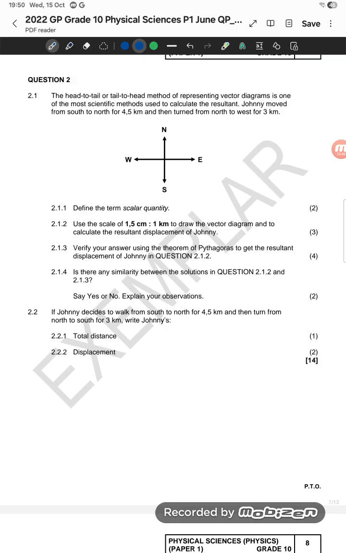Oh well. The head-to-tail or tail-to-head method of representing vector diagrams is one of the most scientific methods used to calculate the resultant force. So, if I go to the shop, this is home. If I go to the shop, here we go. I go to the shop, then I go to the barber. Okay, ladies don't really go to barbers.